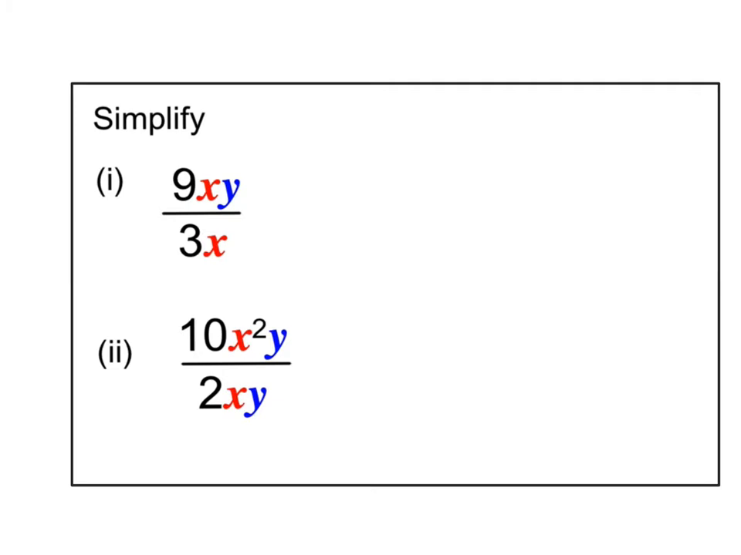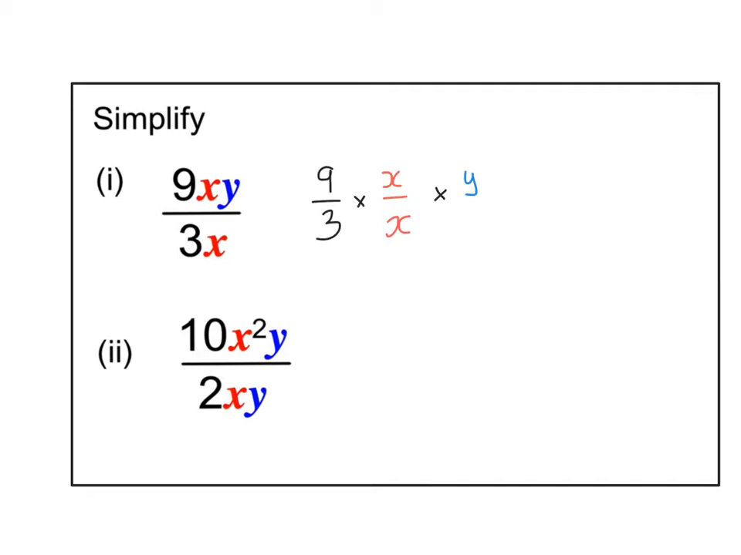Simplify 9xy over 3x. What I'm going to do is split this up into its individual parts. So we've got the numbers, 9 over 3, times the x's, x over x, times the y. And then let's work each of those parts out.